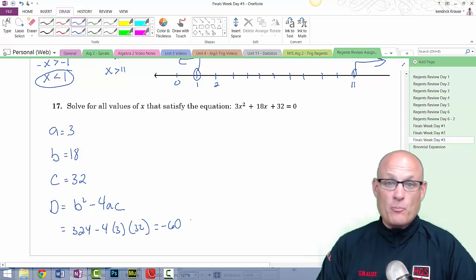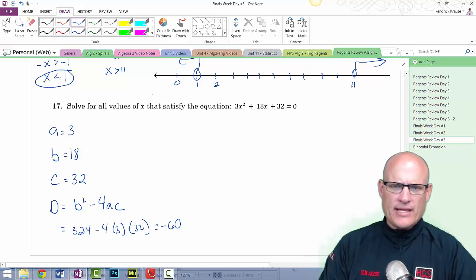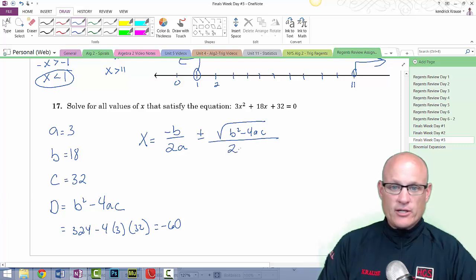in a plus bi form. And I probably should have put that in the directions. So x equals negative b over 2a plus or minus the square root of b squared minus 4ac, otherwise known as the discriminant, divided by 2a.